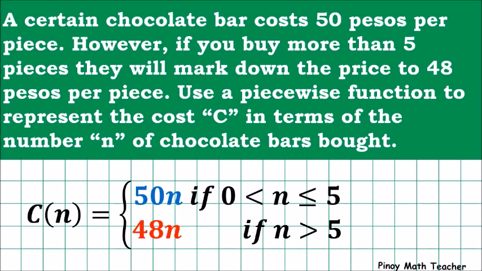Halimbawa, ang binili mo ay 3 piraso. So, alin sa dalawa yung iyong gagamitin? 50N or 48N? So, ang gagamitin mo ay 50N dahil yung N ay mas mababa dun sa 5. So, magiging 50 times 3, that is equal to 150 pesos. So, halimbawa naman, bumili ka ng 10 pieces ng chocolate bars. Ang gagamitin mo yung 48N kasi yung N ay higit na sa 5. So, magiging 48 times 10, that is equal to 480 pesos.